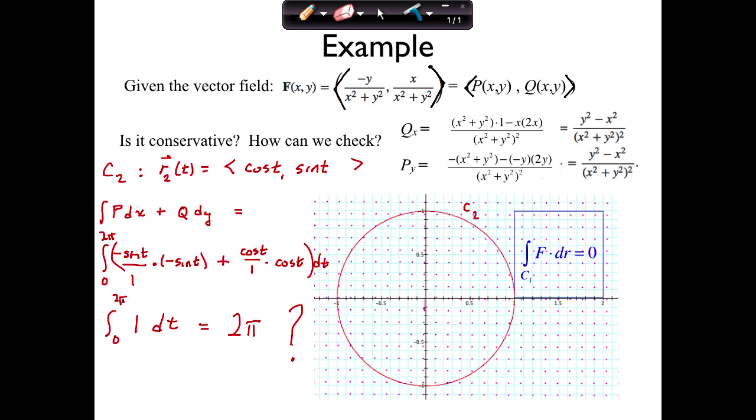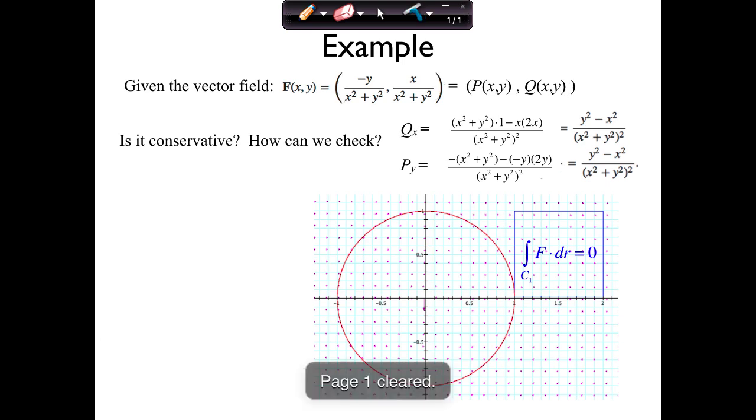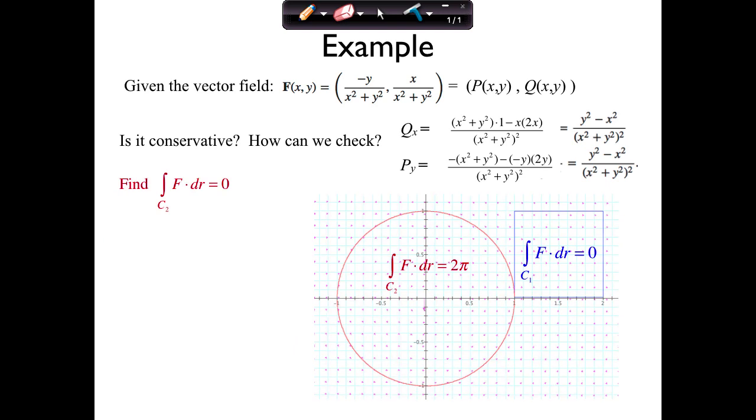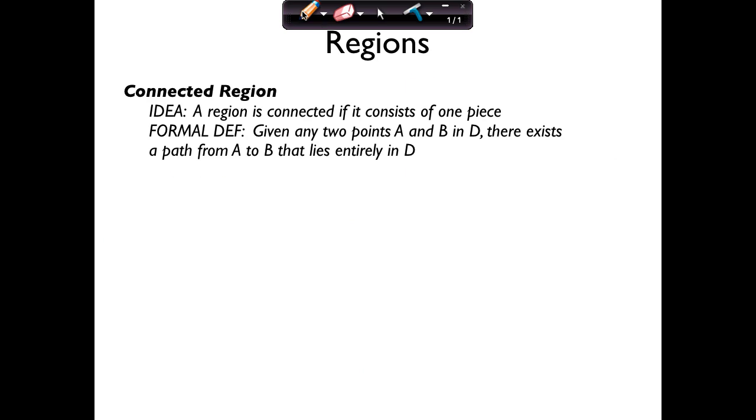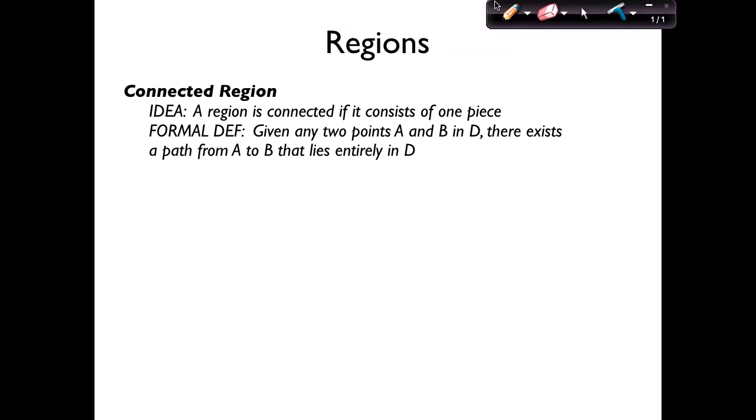Okay, so we have to talk about a few other things, and then at the end of class we'll come back to this question. We're going to talk about a couple other things here, and make sense of all this. So that's what we found. Something's wrong. Okay, so let's talk about regions. Let's talk about what we mean by a connected region. The idea is the region is connected if it consists of one piece.